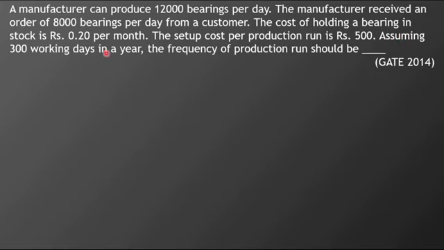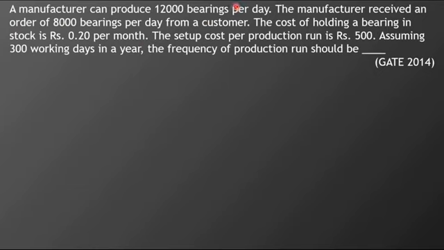Assuming 300 working days in a year, the frequency of production runs should be? So we have to calculate how many times the setup is done. The question was asked in GATE 2014. So for the answer, we have to calculate the economic batch quantity, then annual consumption divided by economic batch quantity, we will get the frequency of production run.